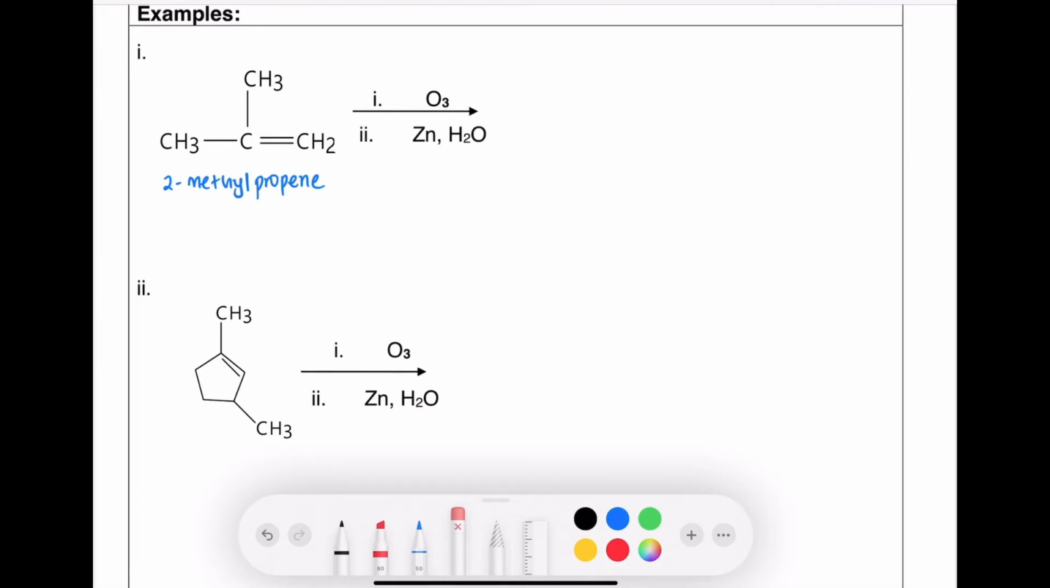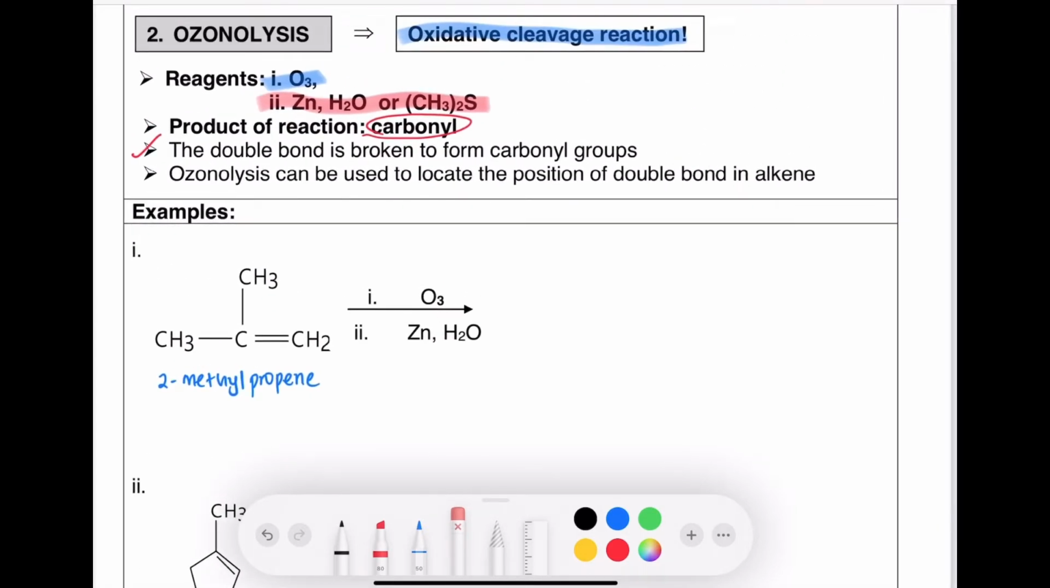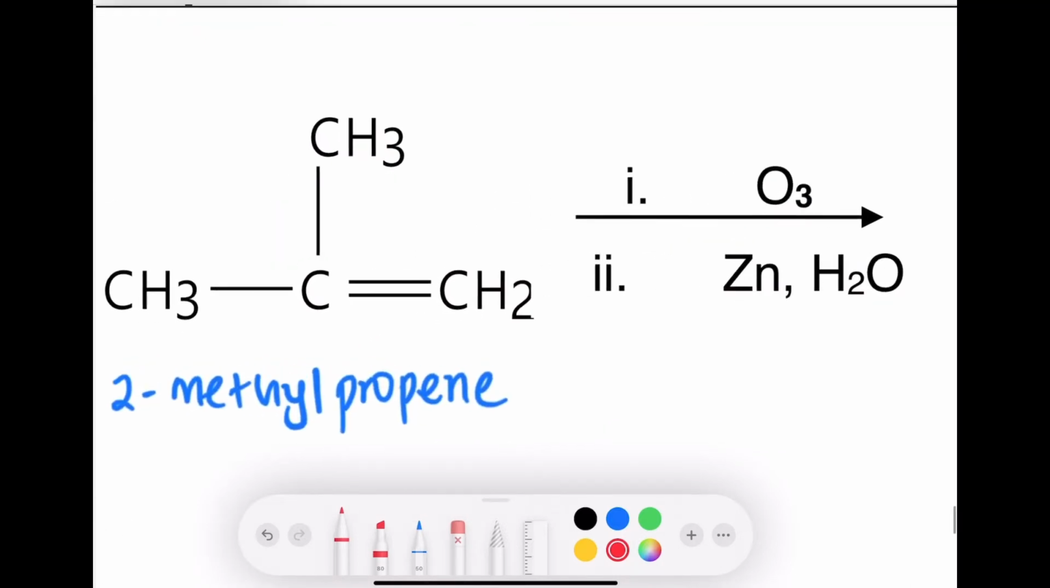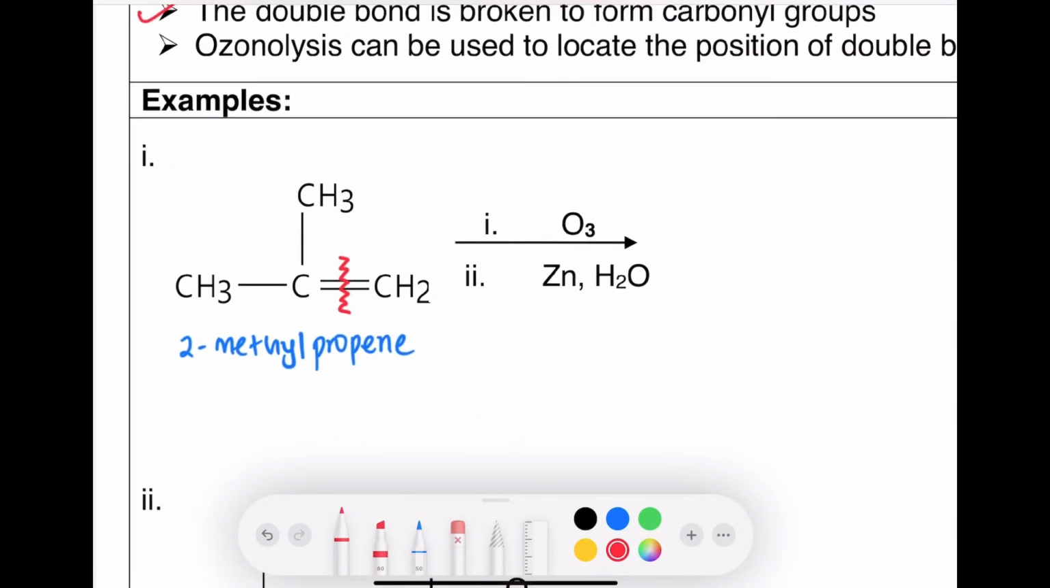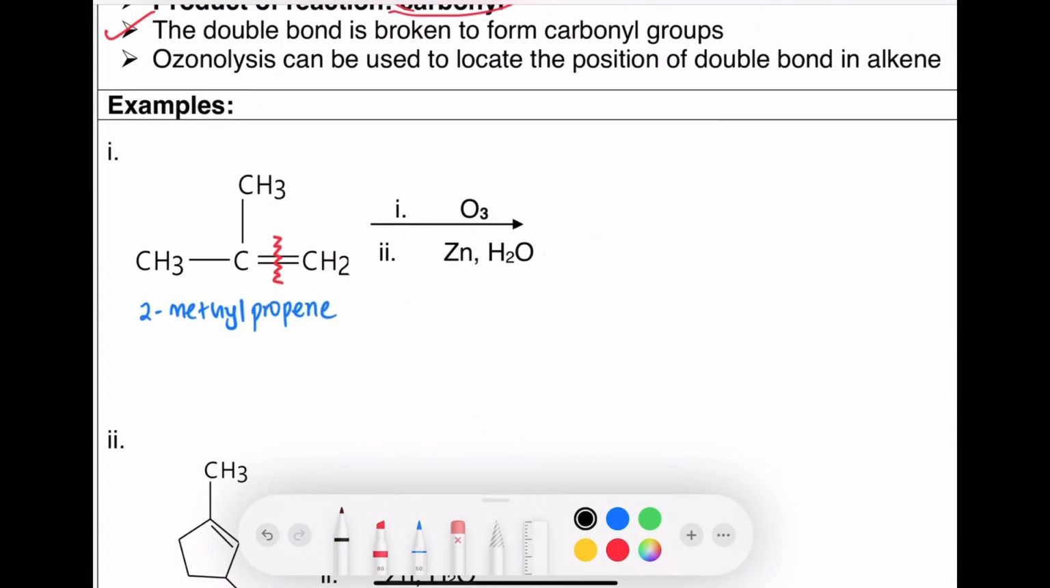Now, if you look at the third point just now, the double bond is broken to form carbonyl group. So we are focusing on this double bond. So what will exactly happen? This double bond will be broken. Usually I show students that it will break something like this. When it breaks, it will give us this product.